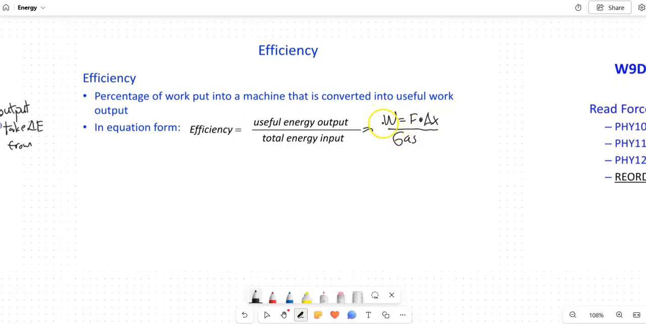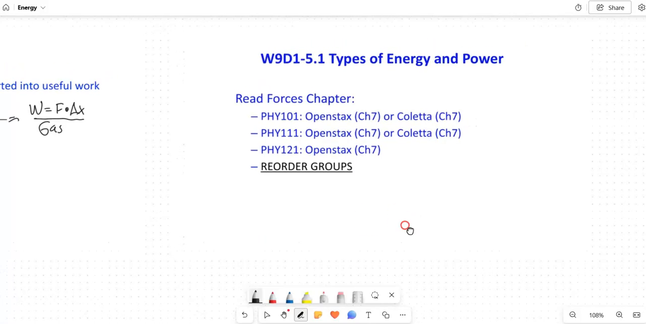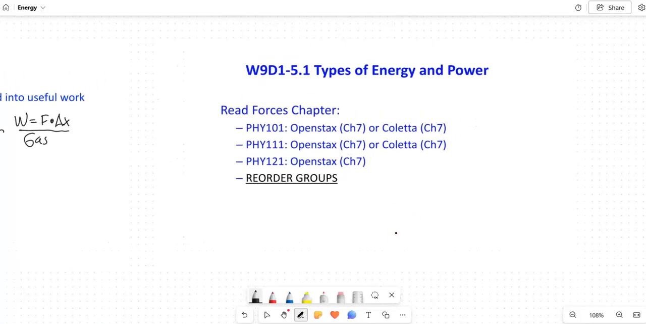All right, we are done with 5.1. I hope you learned about kinetic energy, potential energy due to gravity, potential energy due to springs, and what work is. Now, in the next part, 5.2, we're going to get into the calculations of those. All right. Thank you very much.